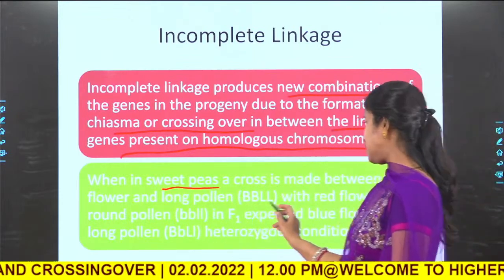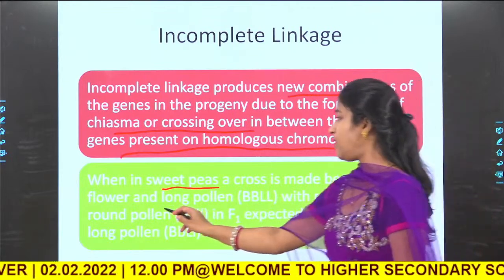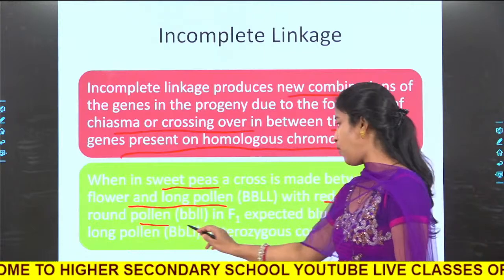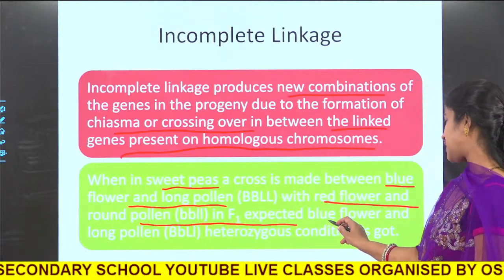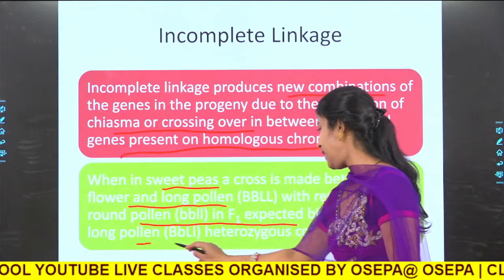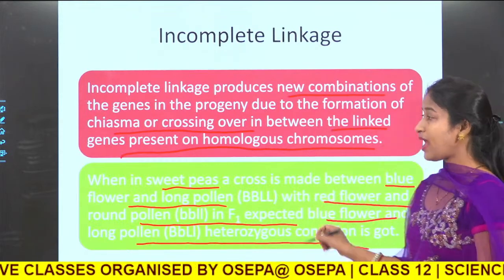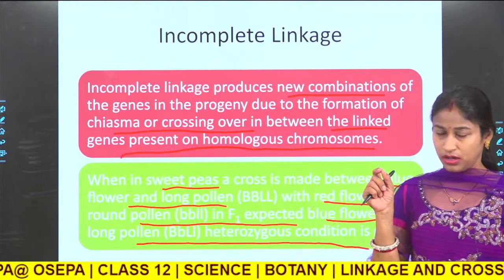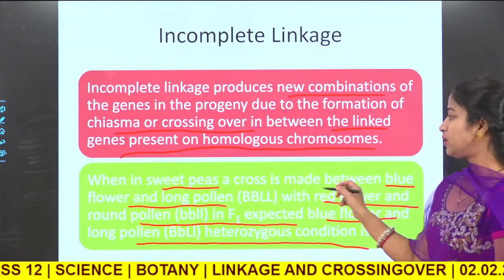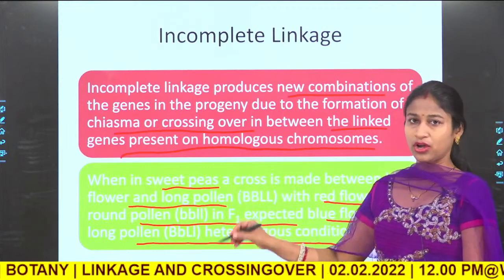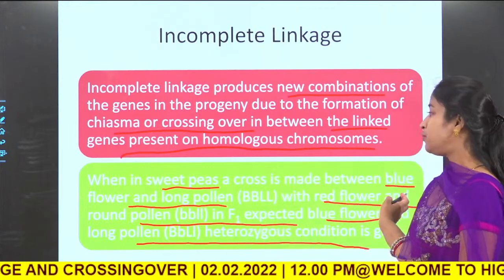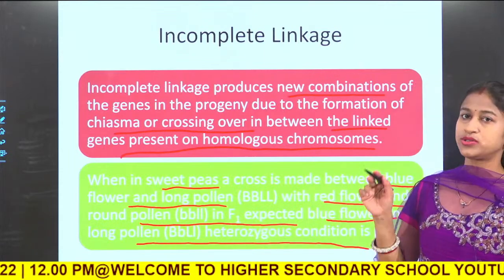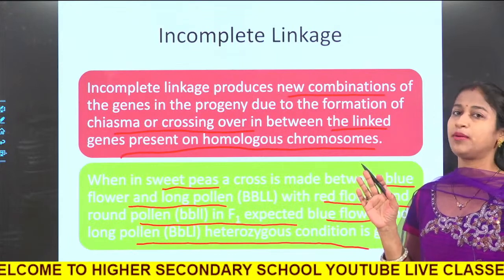Now, in sweet peas, the blue flower and long pollen, when crossed with the red flower and round pollen, in F1 the expected blue flower and long pollen heterozygous condition is obtained. When they go to the F2 test cross generation, they show these two parental combinations, along with blue flower with round pollen and red flower with long pollen. So, this is an example of incomplete linkage.